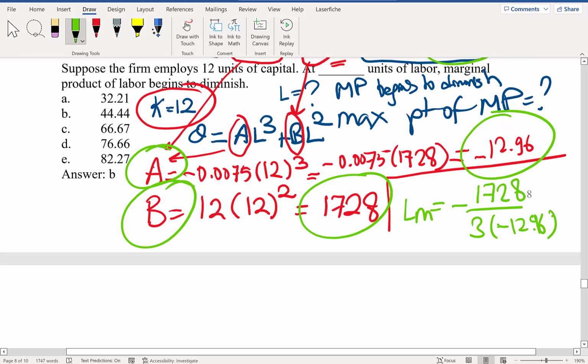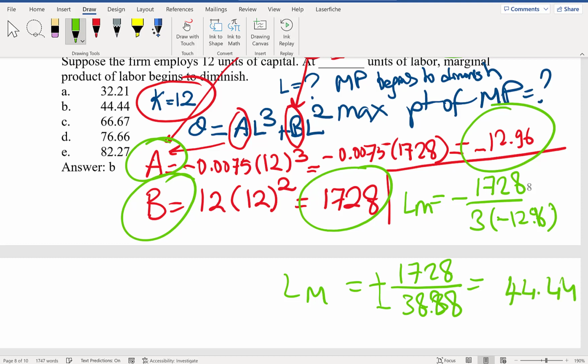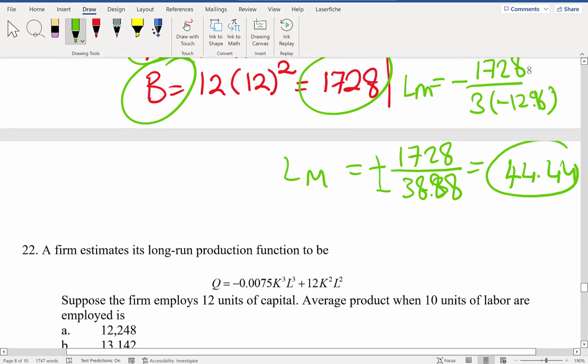Okay, so what is this? LM, right? Negative 1728 divided by, this is going to be negative again, 3888. Negatives cancel out. So if you calculate this, you're going to find 44.44. Okay, so the correct answer is B. Let's take a look at the last question.